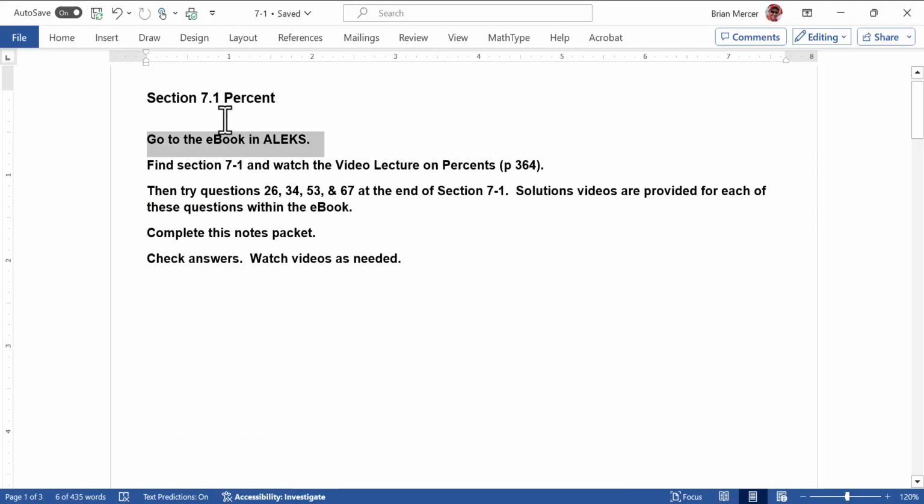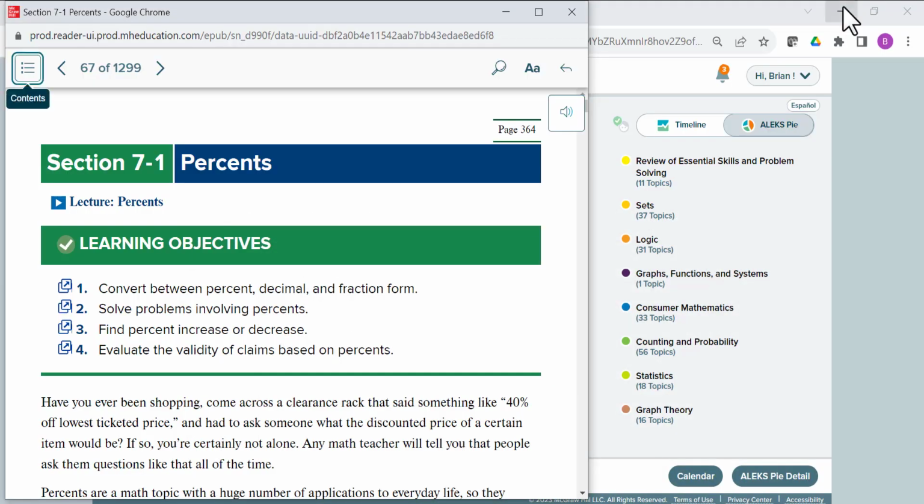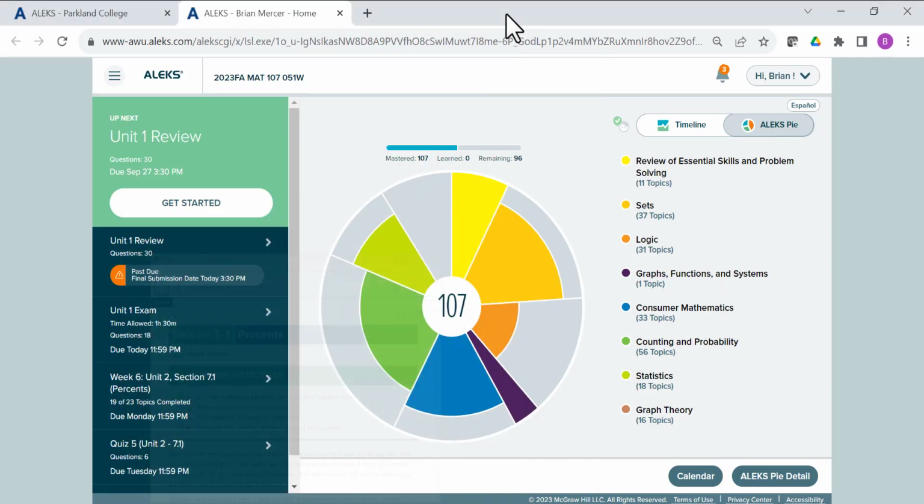Back here on the first page of that 7.1 lecture document: go to the ebook, find section 7.1, watch the video lecture on percents. So that's this lecture right here. That's a nice video overview of percents. There's some helpful problems there to see.